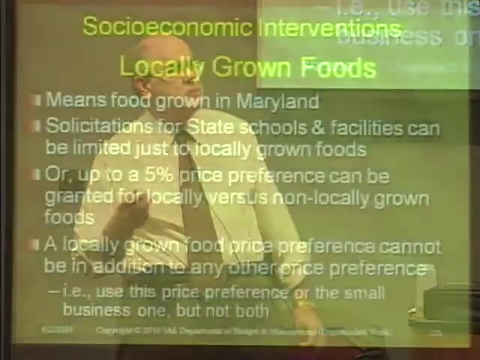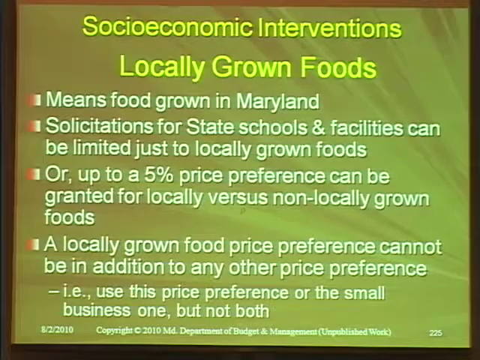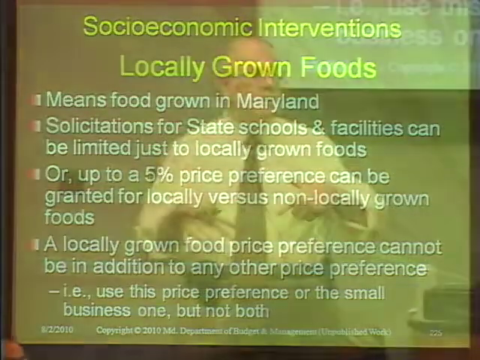So, solicitations for state schools and facilities. And again, if you're Potomac Center and Western Maryland Center, I think those are the only two facilities I heard, you are a facility. So if you're doing a solicitation, you can limit the purchase of food to only locally grown food. If you're buying corn or vegetables or tomatoes, whatever you're buying, you can say locally grown only. That means only Maryland grown food can respond.